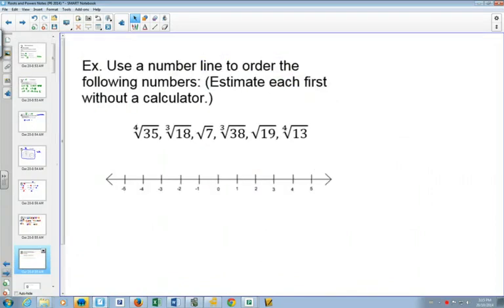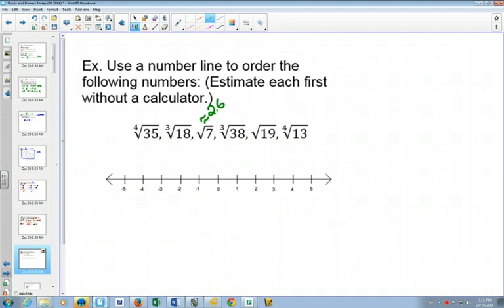Okay, first of all, we are going to estimate these. Of all those numbers without a calculator, which one do you think is easiest to estimate? Square root of 7, what would you say that's approximately? What's it going to be between? It's going to be between 2 and 3. Do you think it's closer to 2 or closer to 3? 3.